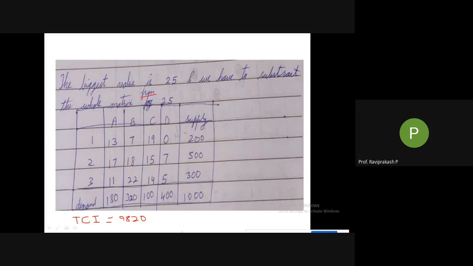Okay, students, I think time's up. Those who are able to complete, well and good. Otherwise, you can continue later. Just check whether you got the correct answer or not. 9820 was the answer. I don't know, I'm getting... just check whether you are getting the same answers.